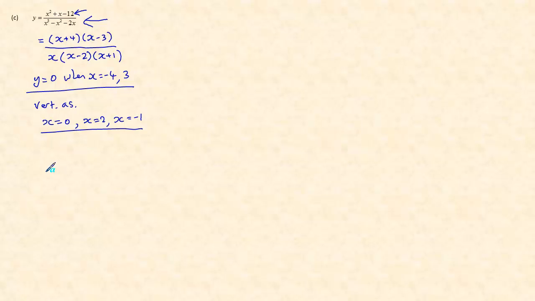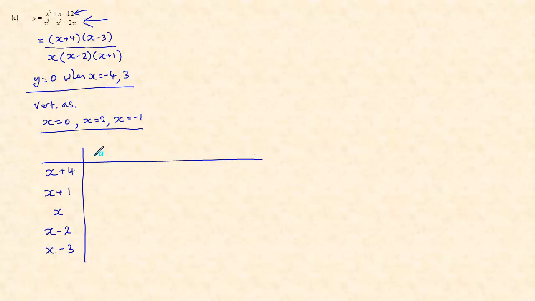So the functions that make up y are x plus 4, and I'm going to put them in order of when they change. So x plus 4 first, then x plus 1, then we have x, then x minus 2, and x minus 3. So that's in order of when they change. So the first one changes at negative 4. That's the value that makes this 0. To the left of it, it's going to be negative. To the right, it's going to be positive.